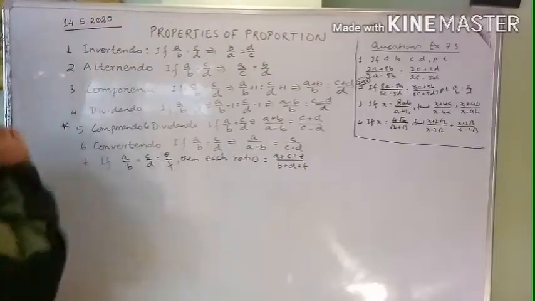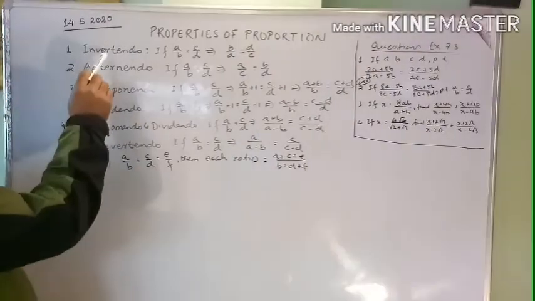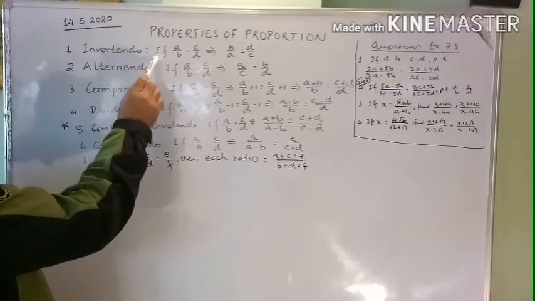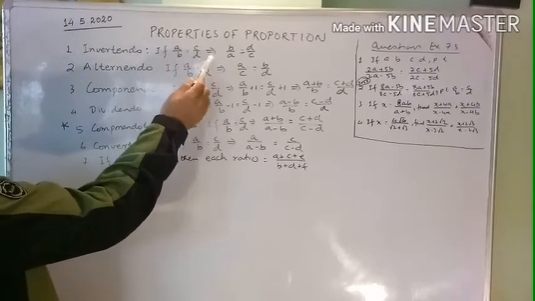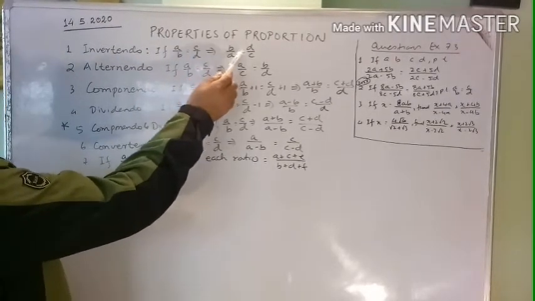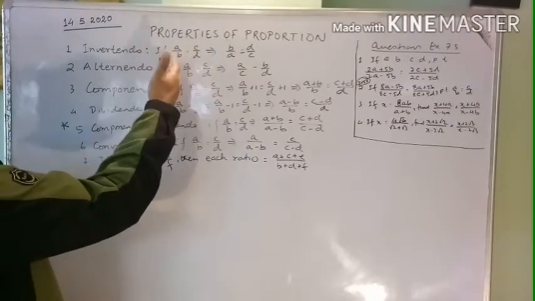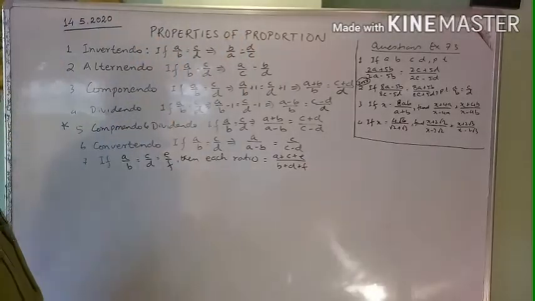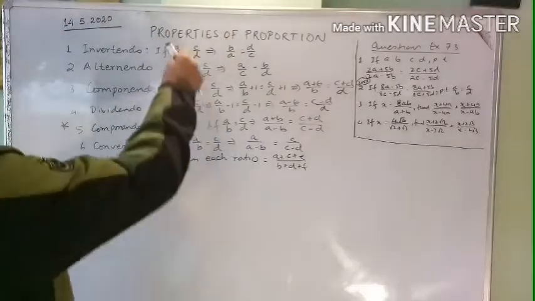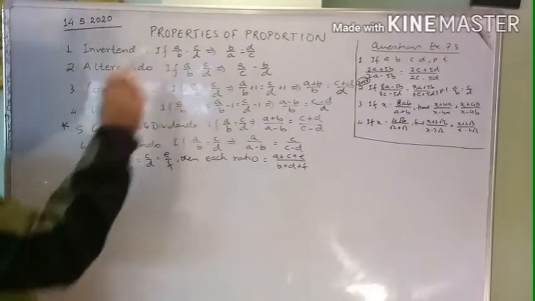The first one, invertendo. What do you mean by invertendo? If A by B, or A is to B, is equal to C is to D, then B by A will be equal to D by C. You can invert its ratio, like A by B becomes B by A, C by D becomes D by C. Anytime you can write the reciprocal of these ratios. This property is called invertendo.